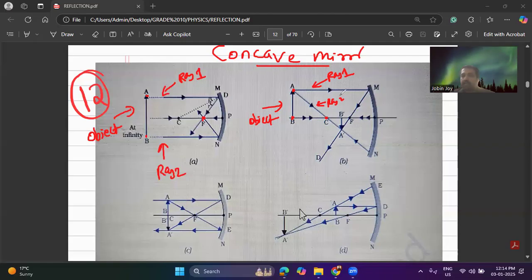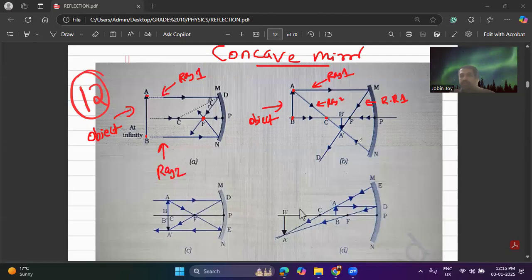We know that if the light ray is parallel to the principal axis, it will pass through the point called a focus. So this is the reflected ray. This is RR1. RR1 means reflected ray 1. Then the second incident ray is passing through center of curvature.